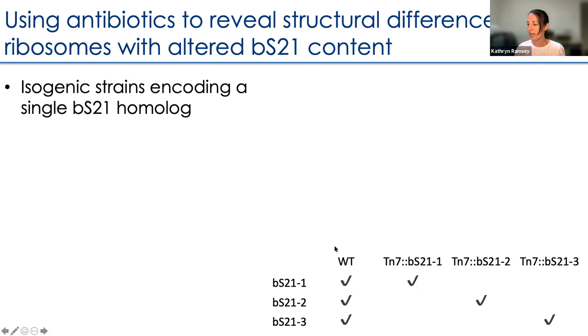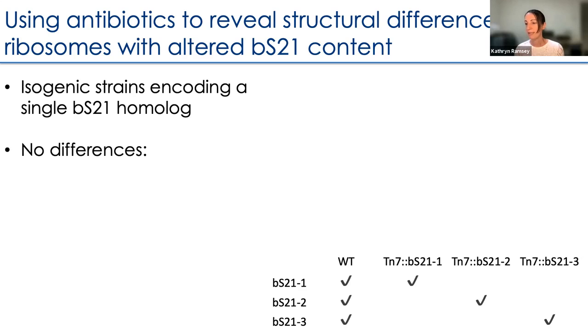So in our wild type strains, we have genes encoding all 3 homologs. And we created isogenic strains where all 3 native genes are deleted, but we have a single gene encoding 1 homolog at a neutral location. So either the first homolog, the second homolog, or the third homolog. And so then we can take these strains and ask, do we detect differences in susceptibility to antibiotics that would be indicative of changes in ribosome structure?